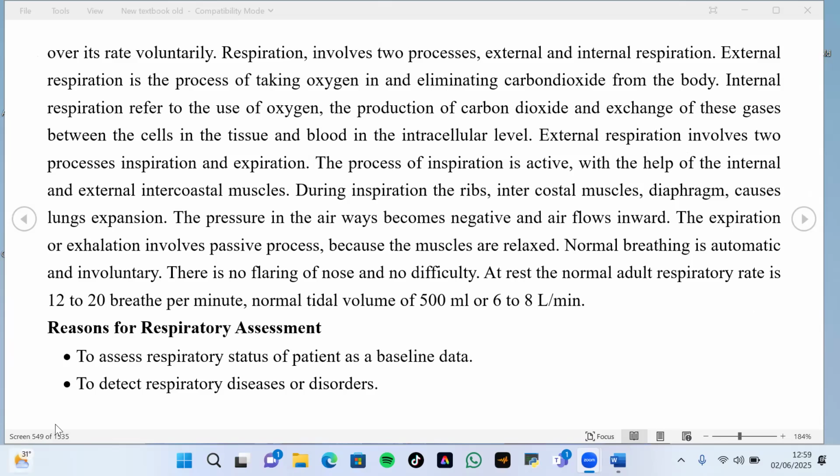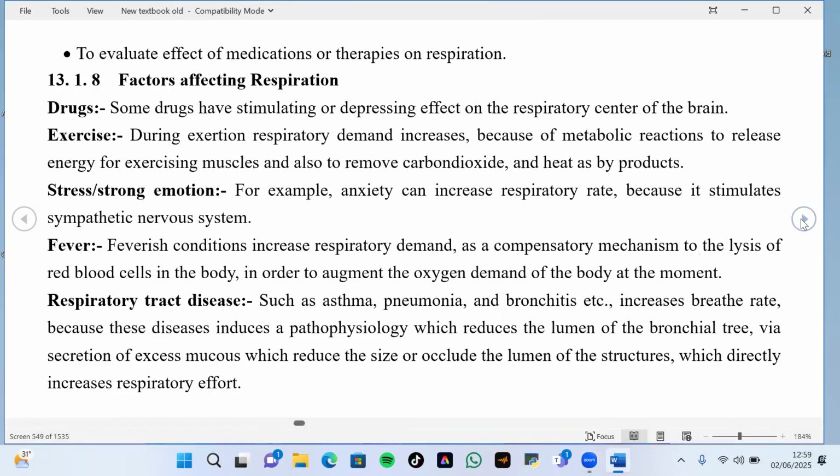Why do we have to do respiratory assessment? To assess the respiratory status of the patient as baseline data, to determine respiratory disease or disorders, to evaluate the effect of medication or therapies.